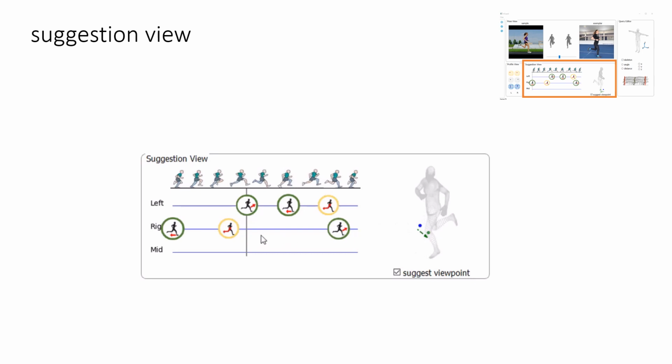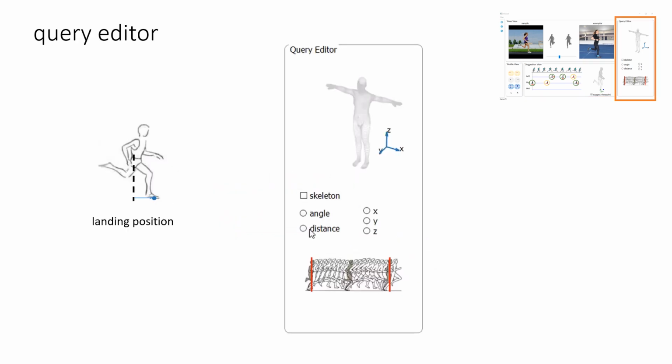PoseCoach embeds 10 common pose attributes. Users can customize attributes of interest using the query editor. For example, to label the foot landing position, the user first selects distance, and then picks the foot and body center with mouse on the body model. Landing position is along the y-axis, the user thus chooses the component along this direction. Then the user selects the timing for foot landing.